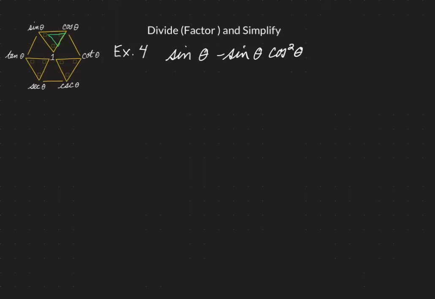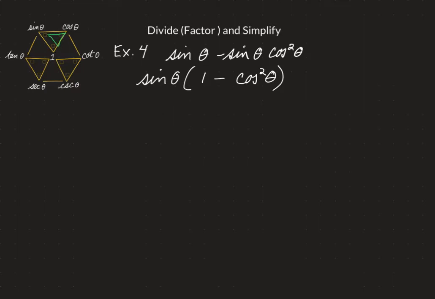The terms are separated by a subtraction sign. Is there any common factor in those two terms? Yes, there is a common factor of the sine of theta. Sine theta goes into the first term 1 time, and it goes into the second term cosine squared of theta times. You can check it out. If you were to distribute sine of theta to both terms within the parentheses, you would get back where you started, which is not the direction we want to go in.